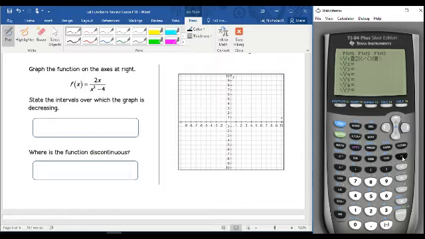X squared minus 4. And let's go to second window, second zoom, standard. All right, so we see our function graphed right there.